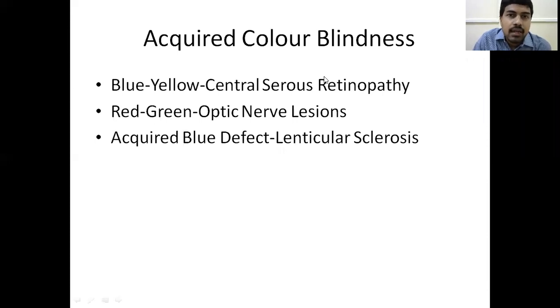So those were the congenital causes. And what could be the acquired causes? Is the internet connection stable? Here it is showing unstable. Hope it is okay, now it is gone. So those were the causes of congenital color blindness, that is X-linked recessive.